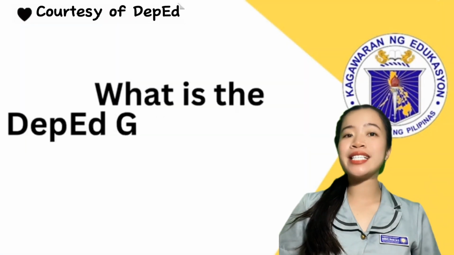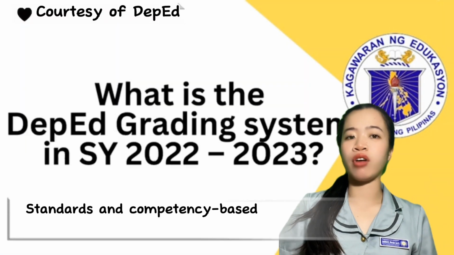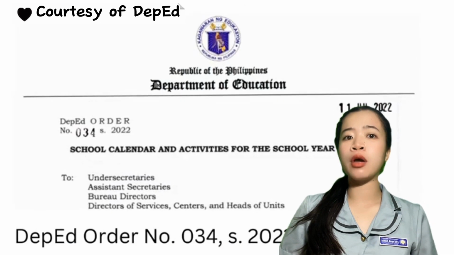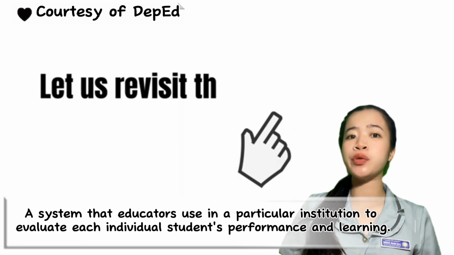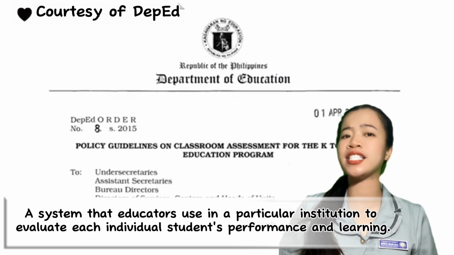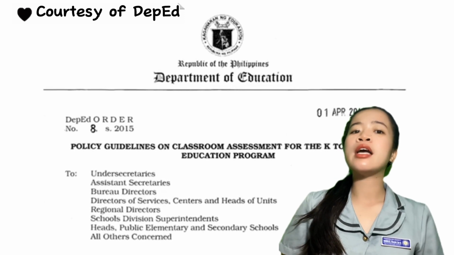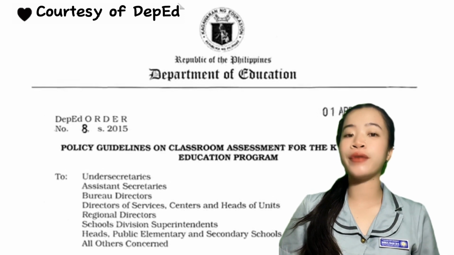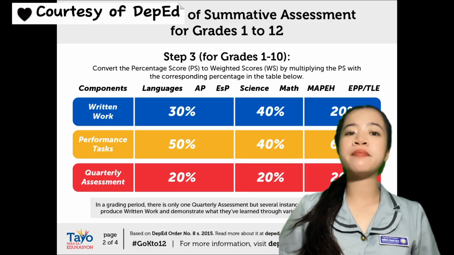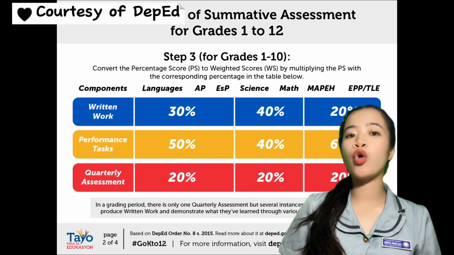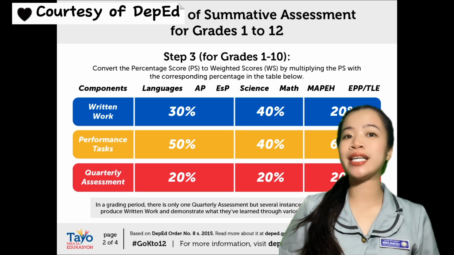The K-12 Basic Education Program uses a standard and competency-based grading system. So when we say grading system, we mean a system that educators use in a particular institution to evaluate each individual student's performance and learning. So grading can include letter grades, percentages, or even a simple pass or fail. Grades can be attached to activities like writing assignments, lab work, projects, reports, and tests.